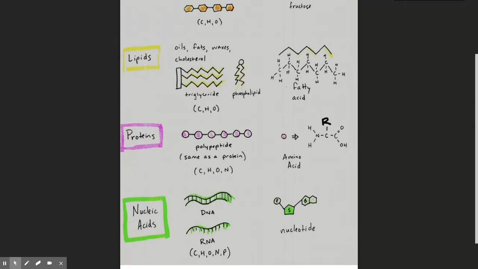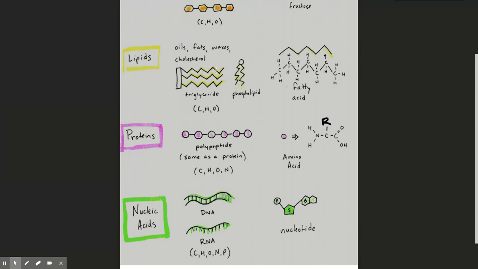Moving along, we have lipids. The polymer of a lipid would be like an oil, fat, wax, or cholesterol. Some examples are triglycerides or phospholipids. They're characterized by these fatty acid chains formed by hydrogen and carbon. And lipids are also made of carbon, hydrogen, and oxygen, but structurally they look different.